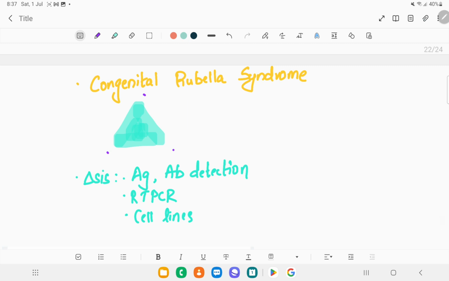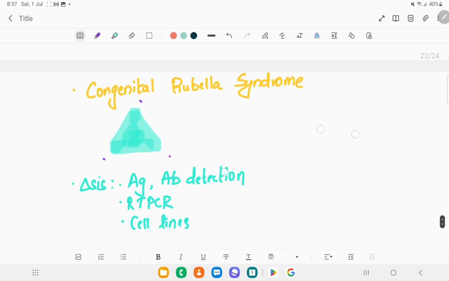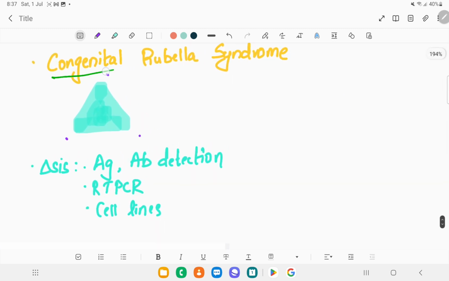Now if the lady gets rubella during her pregnancy, the child is going to get something called congenital rubella syndrome. Congenital rubella syndrome is a very important topic. If a child gets this syndrome, the child is going to have 3 features. It is a triad. It consists of PDA, that is patent ductus arteriosus. I'll tell you in detail what it is in subsequent classes. As of now, just remember that the child is going to have a cardiac abnormality, that is called patent ductus arteriosus, and the child's ear is going to get affected. That is, the child will have hearing loss.